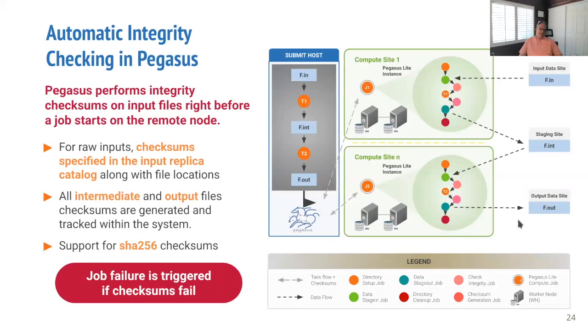And another thing that is kind of internal to Pegasus that we're really proud of, but is kind of hidden, and most people might not even know it's happening, is that we do integrity checking of the data. So the way that this works is that the first time we see a piece of data, we calculate checksums, and then whenever we touch that data again, we verify the checksum.